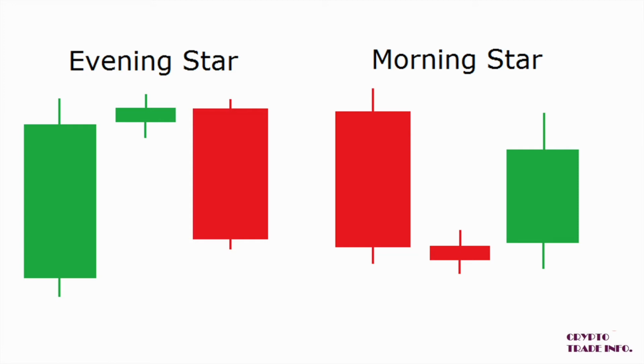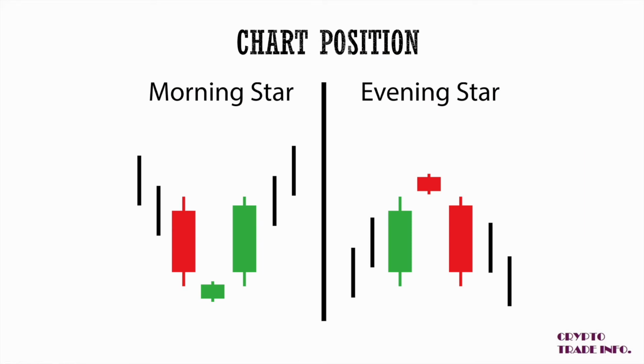So this is evening star and morning star candlestick patterns, and they are made up of a combination of three candlesticks, where we always have in the middle of the two candlesticks an indecision candle. As you can see in the evening star here, we're having a spinning top, which is actually an indecision candle. Sometimes it might be a doji. This is actually their position in the chart.